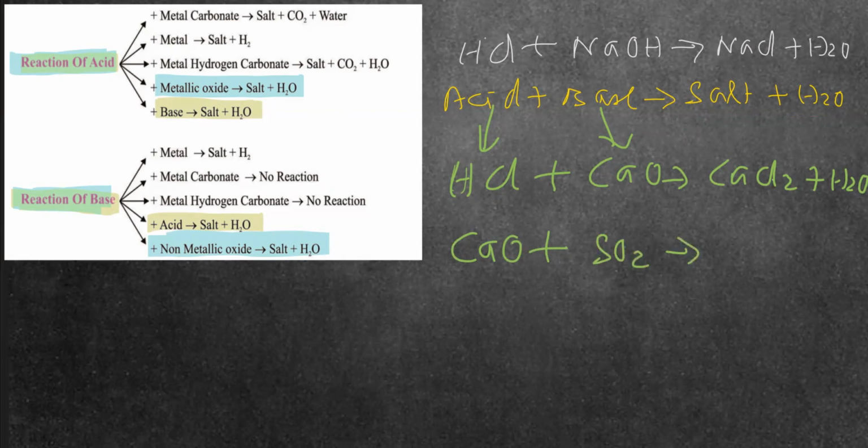So a salt will be formed here. As you can see, this is basic in nature, and this is a non-metallic oxide, which is acidic in nature. So the salt will be formed again, that is calcium sulfate.